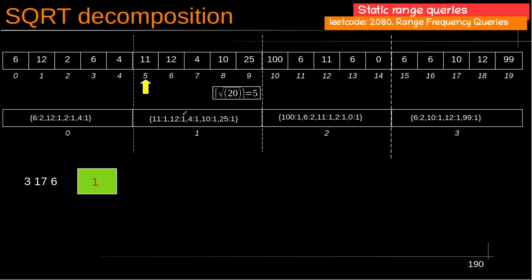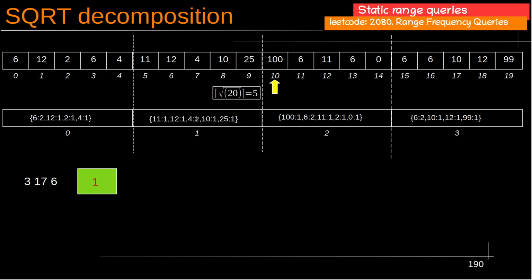At 5. Here 5 is the beginning of a block. So we can go directly to this block and check how many 6s we have. We have just 0 6s. We have no 6s here. So we do nothing. We jump to the next block, because in this block we have no 6.